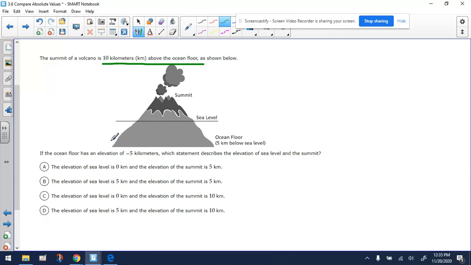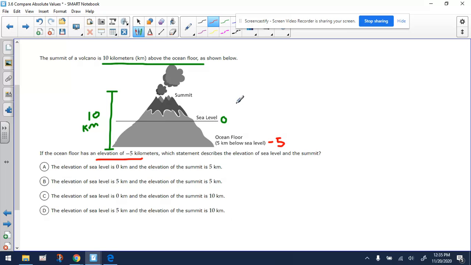So if it's 10 kilometers, from here to here is 10 kilometers, the length of that line is 10 kilometers. That's something that we have to keep in mind, right? To get from here to here. All right, now we know that sea level is going to be 0 because that's always true, right? And they give us this little nugget down here that says the ocean floor has an elevation of -5. So this is 5 kilometers below sea level. Let's put a -5 there.